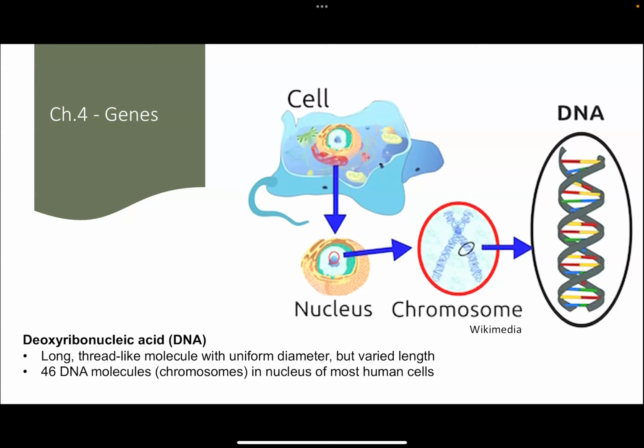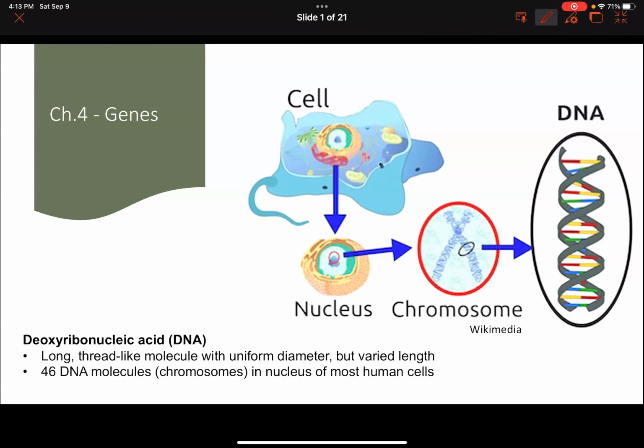This is a long thread-like molecule. You may be familiar with it as a double helix. You can see that here on the right. It has a uniform diameter, but it can vary in length. We have 46 DNA molecules or chromosomes in the nucleus of most cells. These cells are called somatic cells.